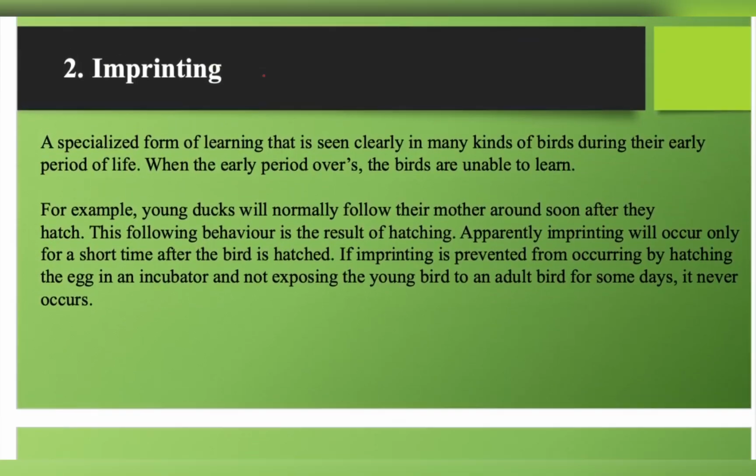The next kind of learning behavior is imprinting. Imprinting is a specialized form of learning that is seen clearly in many kinds of birds during their early period of life, and when the early period is over, which is called the critical learning period, the birds are unable to learn. And we have a very good example for it.